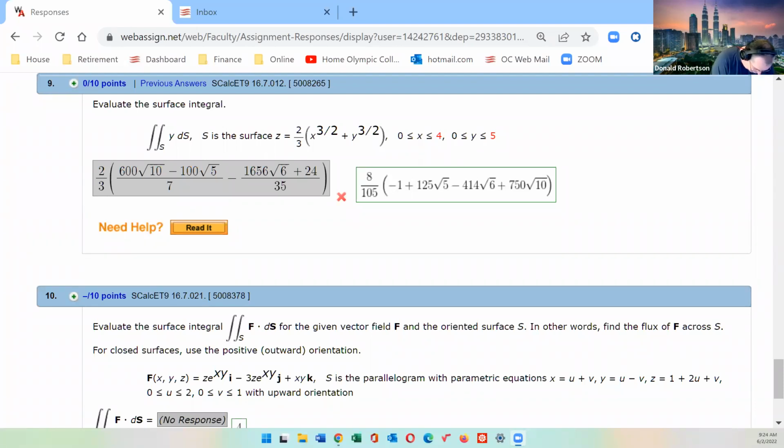Right, so they have a 750√10, and they have 125√5. Okay. It could be right. It could just be a different version of the same answer. Mm-hmm. So I don't feel so bad. At least I know half of it is right, because it does match.